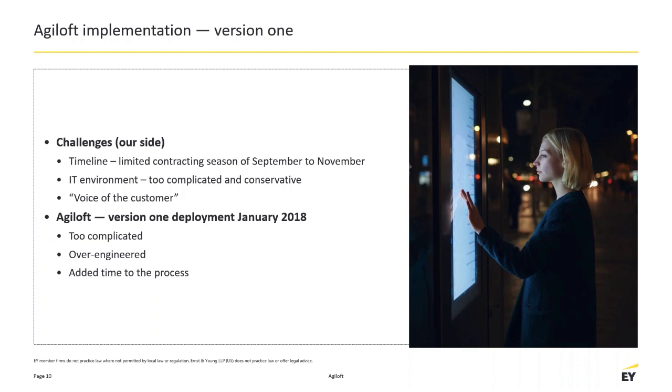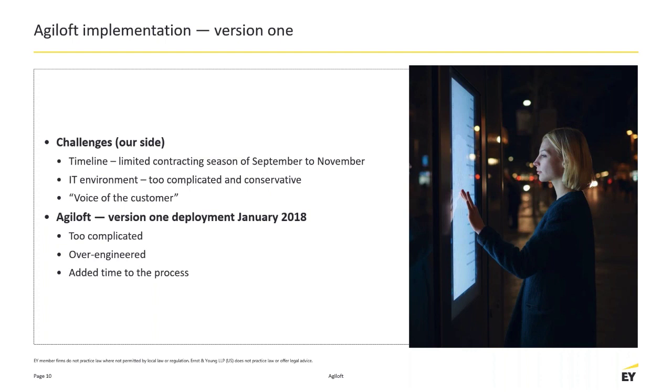We had this timeline. We thought that our contracting season was September to November. Again, I didn't know if that was accurate because I had no way to really get the data, because I didn't have a contracting system in place. We had this really conservative and very complex IT environment. And while I kept trying to get the voice of the customer, I was given some good resources, but we will see that I didn't quite capture that, and I'll talk more about that.